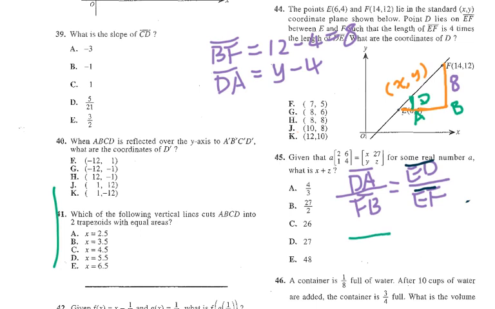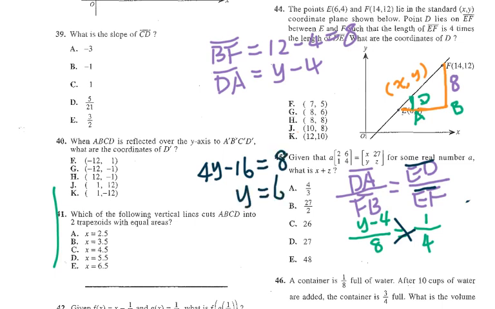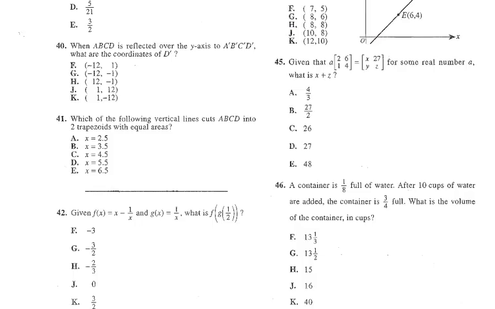Therefore, you have DA is (y minus 4) over 8 equals 1 over 4. Then cross multiply. You will get 4y minus 16 equals 8. Then y equals 6. So G will be the answer.